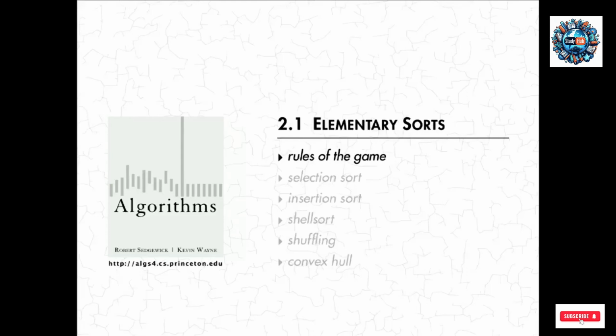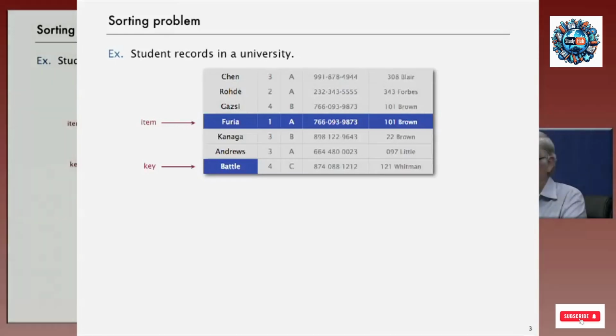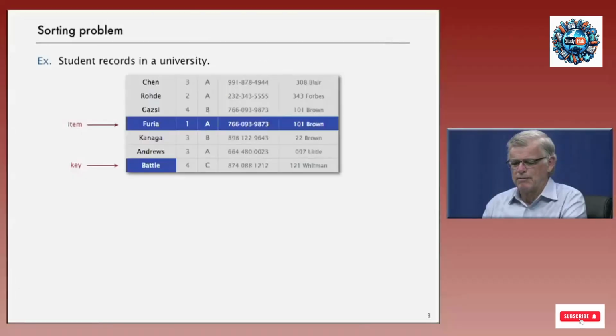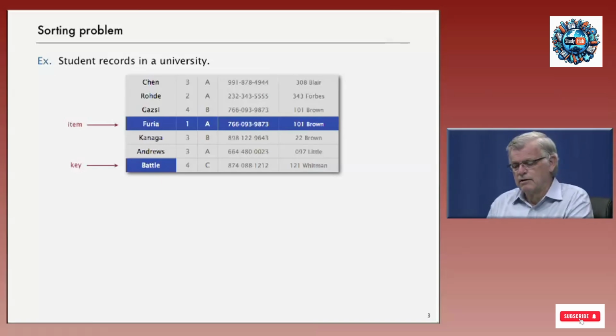Okay, what are the rules that we're going to follow? Well, here, let's start with looking at a typical basic sorting problem. Say a university has student records, and for every student, there's a certain amount of information. Maybe there's a class number, there's a grade, there's a phone number, maybe an address. So we refer to an item as a record, or the information that we're going to sort.